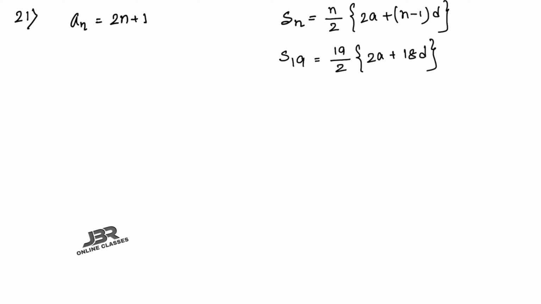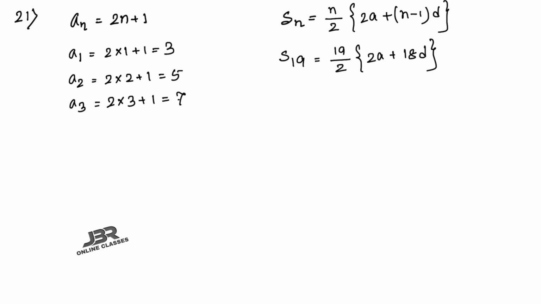So as here an, that means the nth term, equals 2n plus 1, definitely a1 will be 2 into 1 plus 1, and that equals 3. Then a2 equals 2 into 2 plus 1, that equals 5. In this way a3 equals 2 into 3 plus 1, that will equal 7. Okay, so as here the first term a1 equals 3, the value of a equals 3, and the value of d equals 5 minus 3, that equals 2.